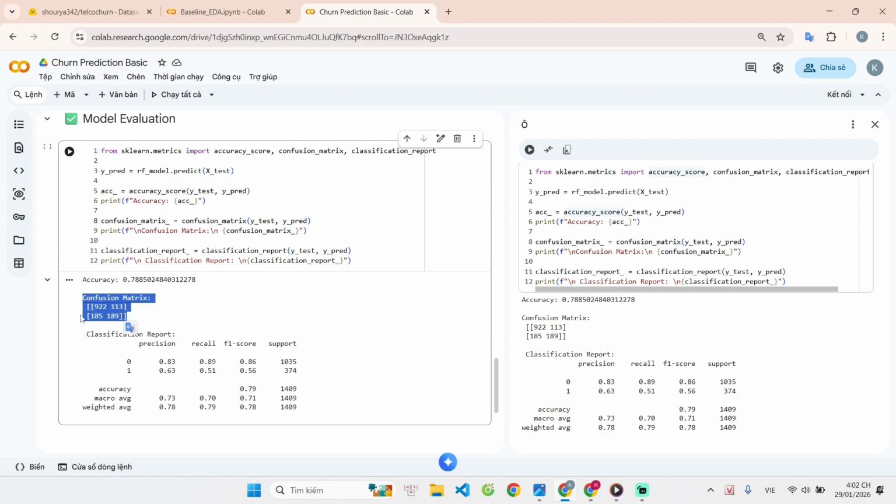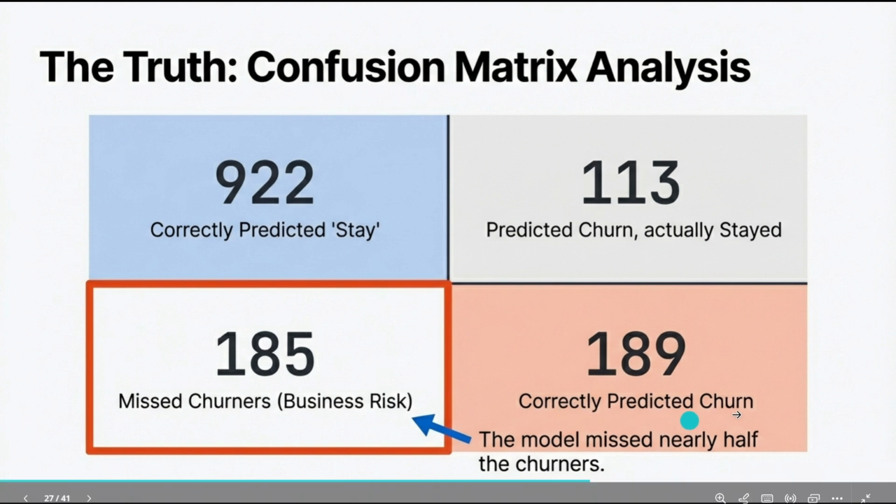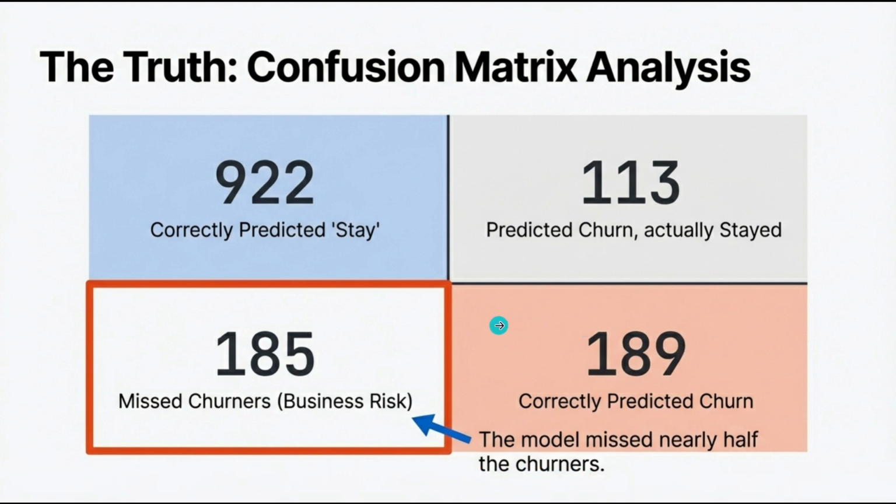Walk us through the buckets. First, the good stuff, true negatives, 922. These are the happy customers the model correctly said would stay. Then, true positives, 189. These are the churners the model correctly caught. Okay, so far so good. Now, the bad news, false negatives, 185. Ouch. What does that mean in plain English for the business? It means there were 185 people who actually left the company, but our model predicted they would stay. We missed them. They just walked out the door, and we didn't even see it coming.